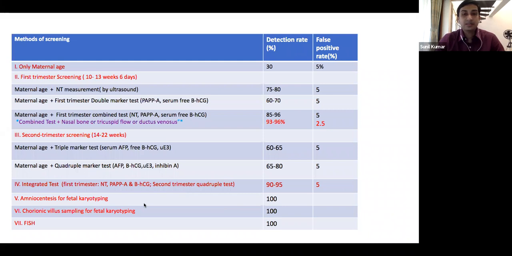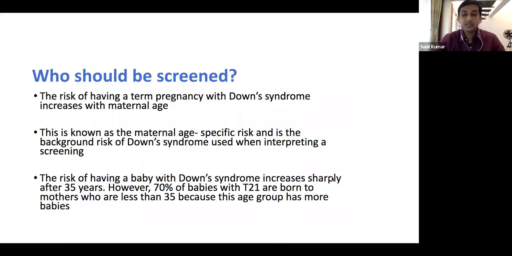So what is 100% detection rate? Amniocentesis for fetal karyotyping gives 100% detection rate. Chorionic villus sampling for fetal karyotyping gives 100% detection rate. FISH, fluorescent in situ hybridization, gives 100% detection rate for chromosomal abnormalities. So that's the importance of various biochemical markers and screening tests at different stages of pregnancy.